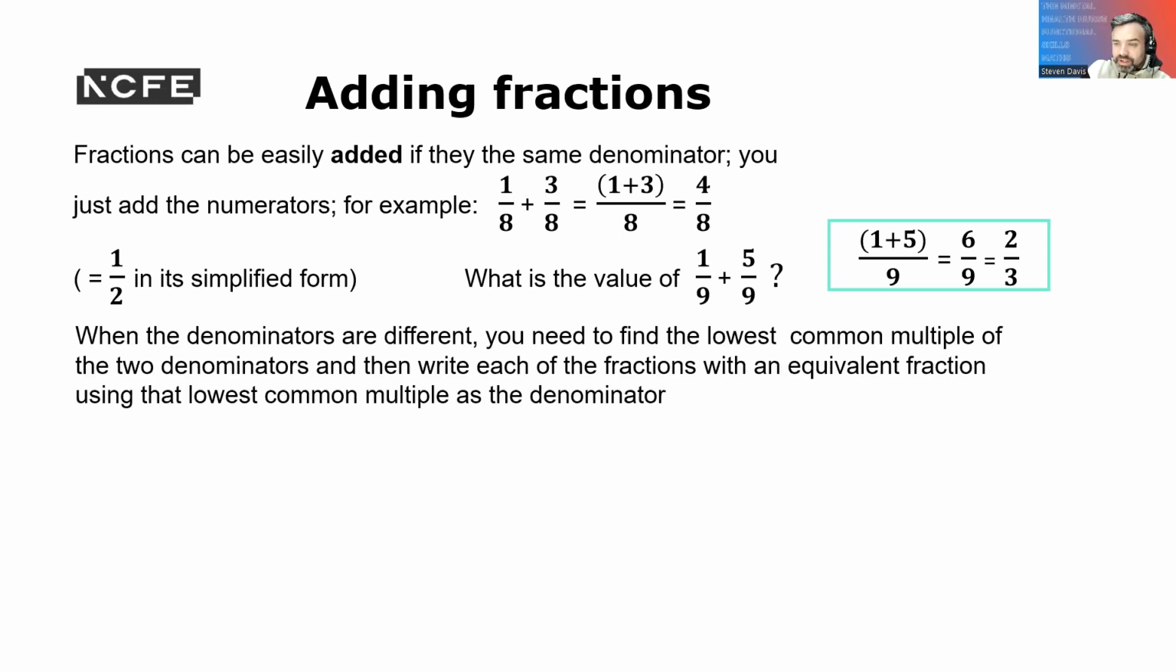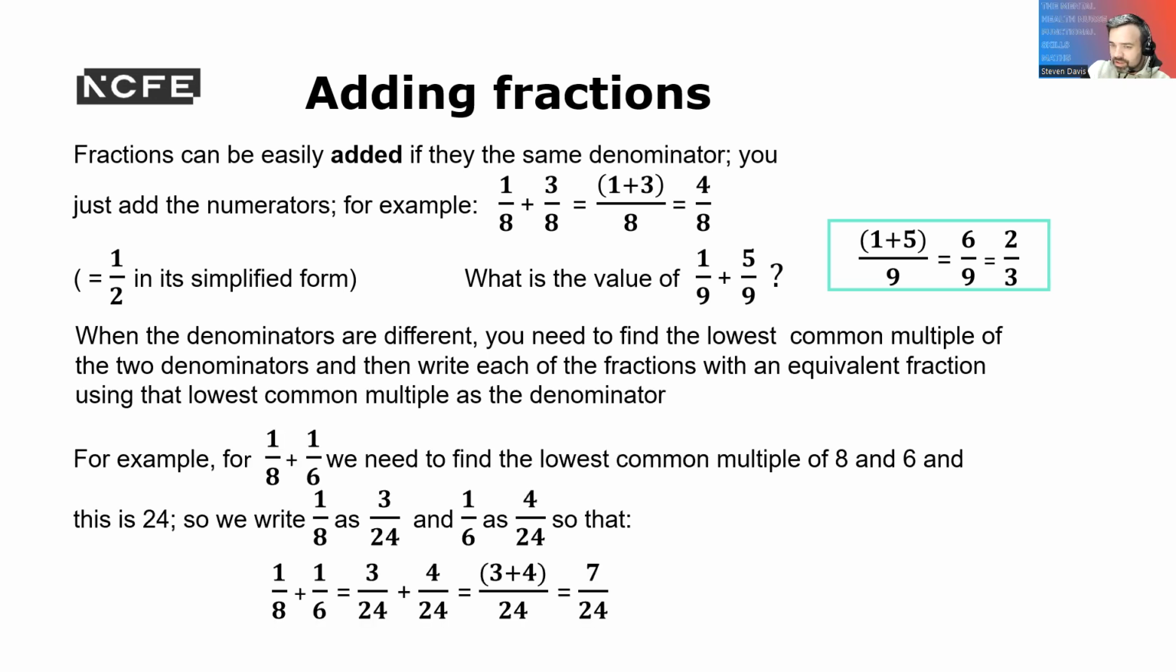When the denominators are different, you need to find the lowest common multiple of the two denominators and then write each one as an equivalent fraction using the lowest common multiple as the denominator. For example, 1/8 plus 1/6. We need to find the lowest common multiple of 8 and 6, and this is 24. So we write 1/8 as 3 24ths and 1/6 as 4 24ths. So that's 1/8 plus 1/6 equals 3/24 plus 4/24 equals 3 plus 4 divided by 24 equals 7/24.